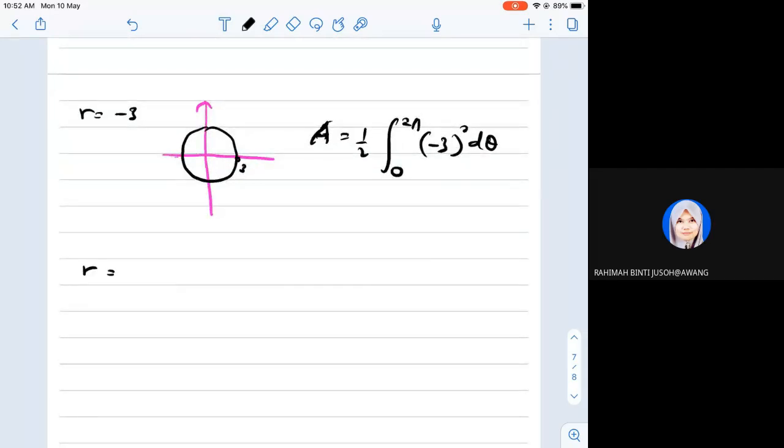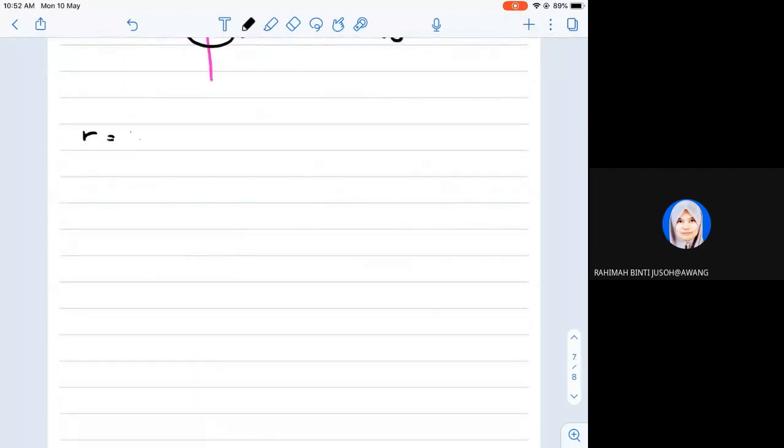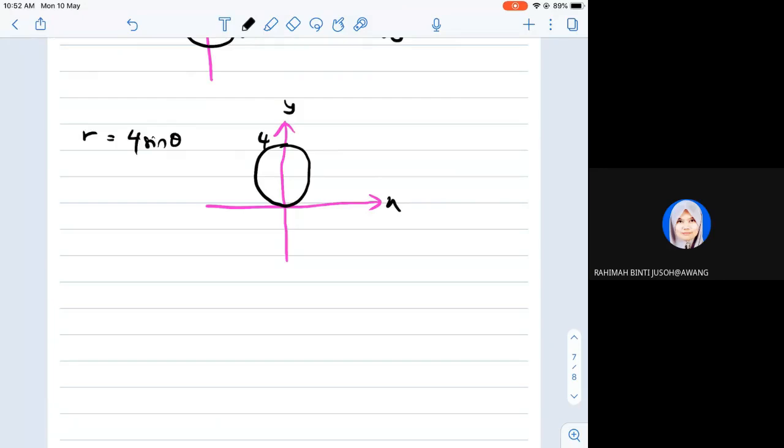Okay, the third one tu R equals to 4 sin theta. Ini saya nak explain sikit. 4 sin theta. When we sketch this graph, you have to be careful guys. Sebab apa? Okay, graf kita berada dekat atas lah sebab dia sin kan. X, Y. So dekat sini 4. Okay, now for this type of question, you have to be careful. Kenapa? Sebab dia punya complete the whole region ni.